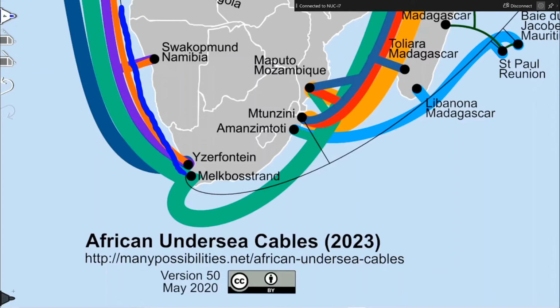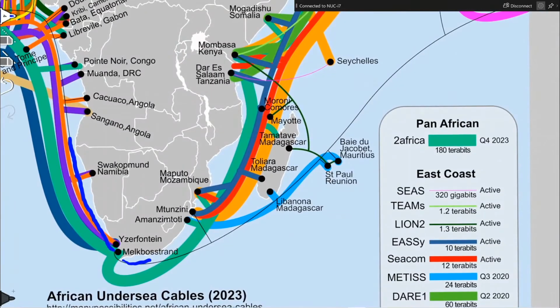Yes, the SAT2 cable also existed at some point, but the SAT2 cable was only used for international telephone calls, not for data communications. You can also see the SAFE cable here, more or less the same capacity, going out towards the east.